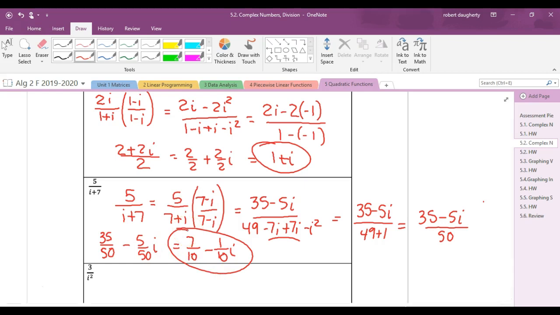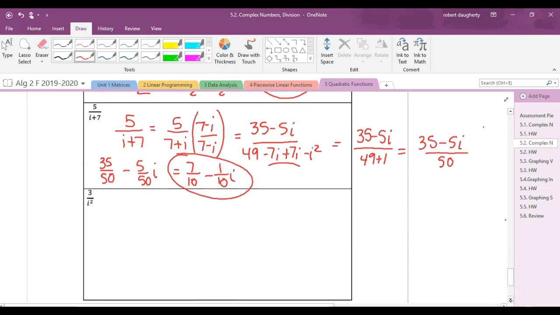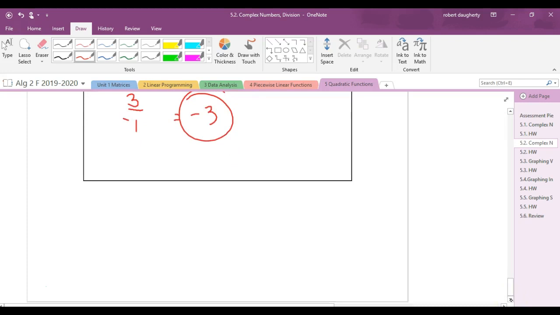Okay, the next one you should be able to do without even any work. What is the next one? Negative 3 over i squared. So this one, I don't want to bother with the complex conjugate. Why? What kind of number is i squared? It's a real number. So this is 3 over negative 1. This is negative 3. This is the one you hope to get on a test, you know. And there we go.